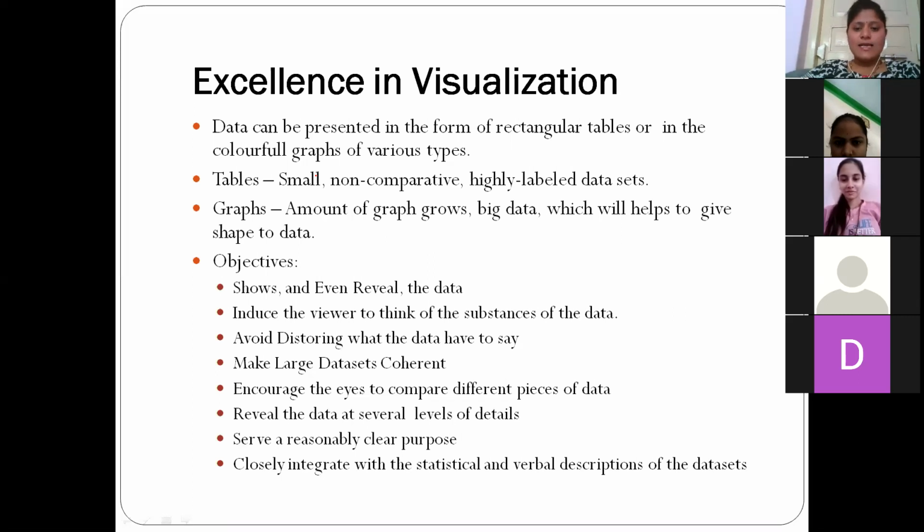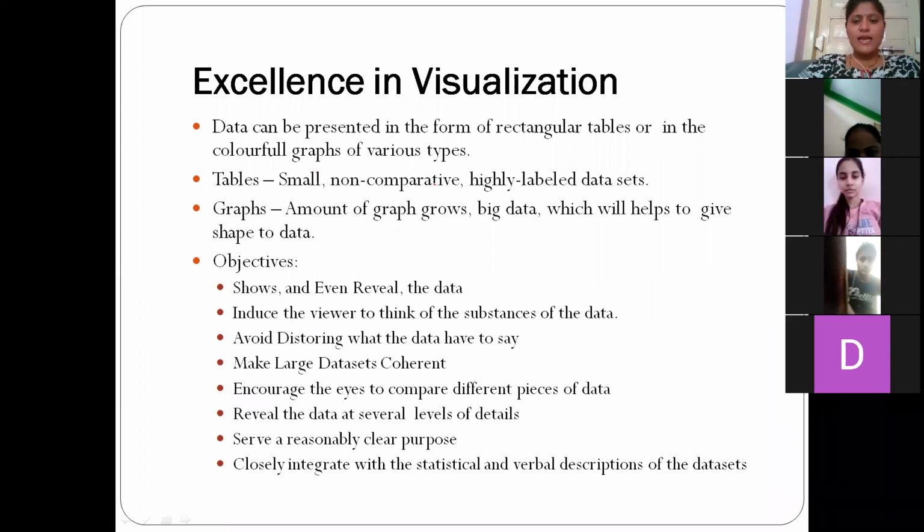Okay. We'll start the class now. Again, here it shows and even reveals the data. It is going to tell about the data, what type of data is there, and how to understand the data. It also tells the history of the data, and whatever data is there is going to tell some stories. That is the first objective.